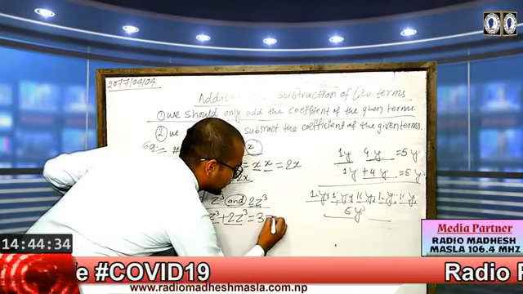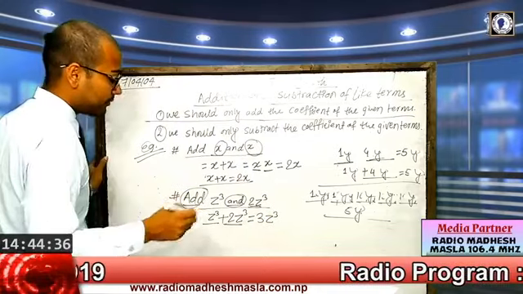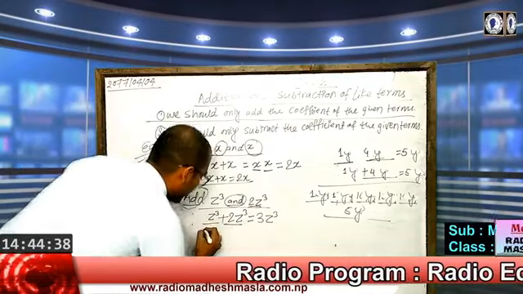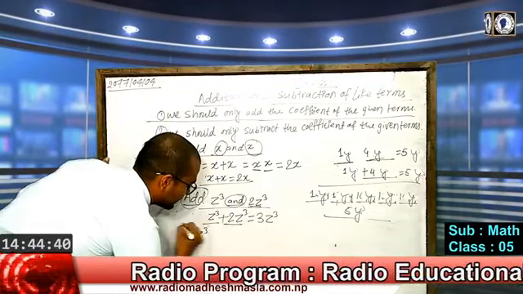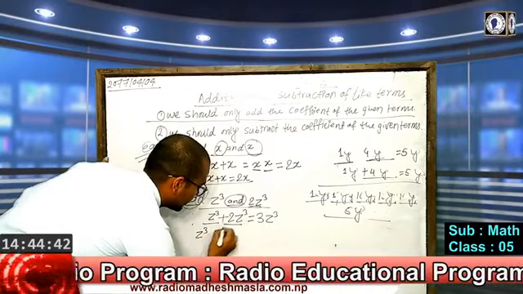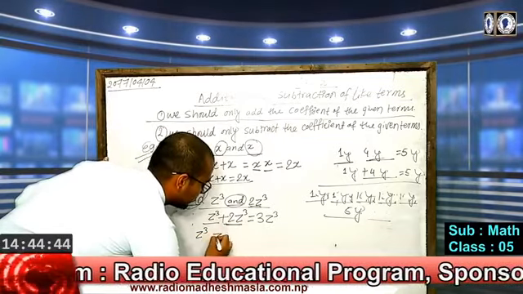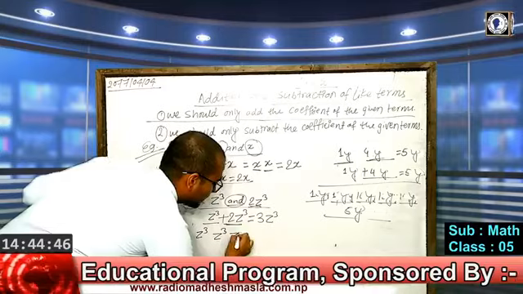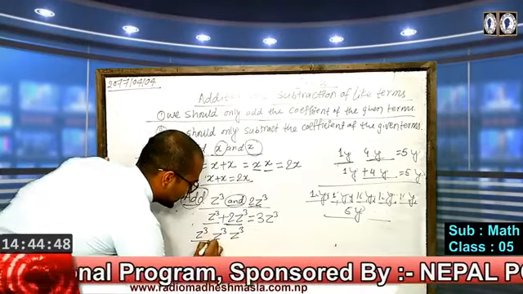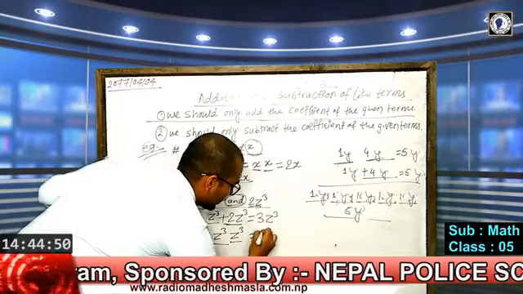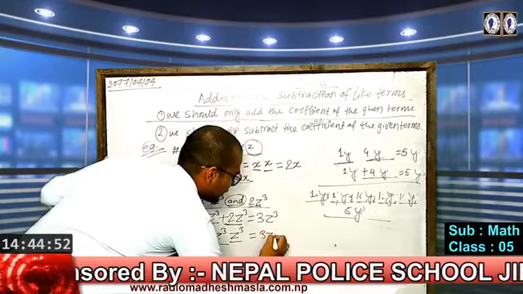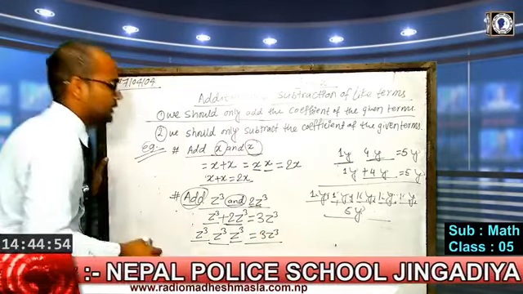3 z cube. Here we can factorize it like this: 1 z cube and 2 z cube means 1 z cube and 1 z cube, which is 2 z cube. So 1 z cube, 1 z cube, 1 z cube, altogether 3 z cube. We can express this in this way.